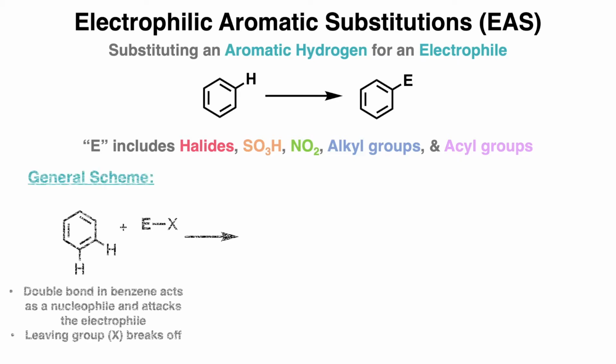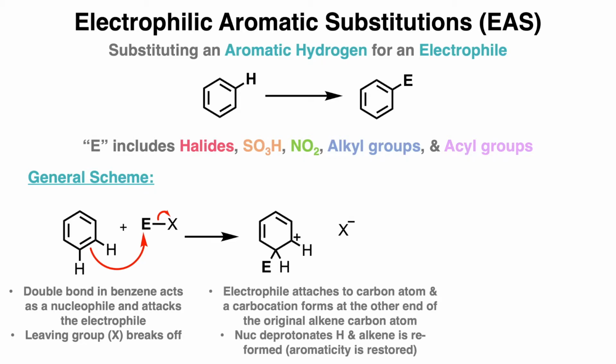The general scheme of an EAS reaction starts with a benzene ring. One of the pi bonds or double bonds in a benzene acts as a nucleophile and attacks the electrophile, and then the leaving group breaks off. The electrophile then attaches to a carbon atom on the ring, and a carbocation forms at the other end of the original alkene carbon, and this intermediate is called a sigma complex. Then a nucleophile deprotonates a hydrogen atom, and the alkene is reformed to get a newly substituted benzene ring product.